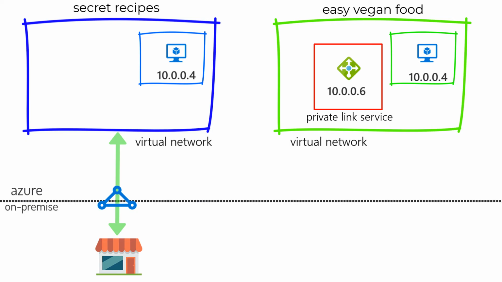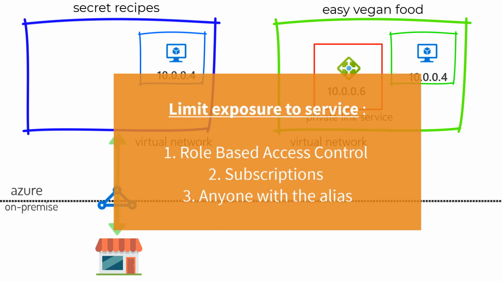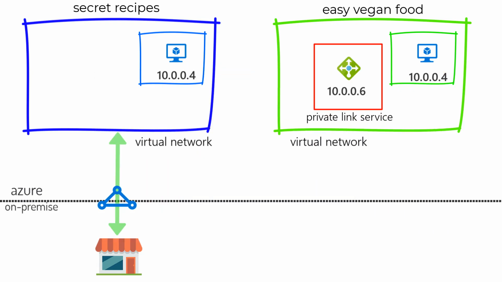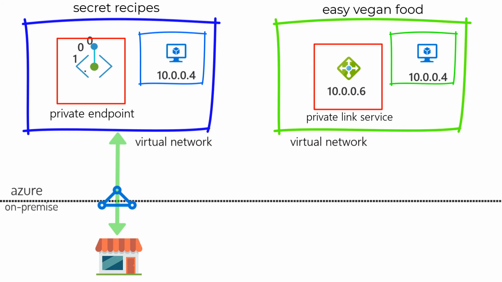While creating the service, we have the option of limiting the exposure of the Easy Vegan Food service by either using role-based access control, subscription name, or make it available to anyone with the alias for the service. Now, going back to the source Secret Recipes virtual network, we create a private endpoint which has an IP address of 10.0.0.10. Remember, this IP comes from the Secret Recipes virtual network and not from the Easy Vegan Foods virtual network.